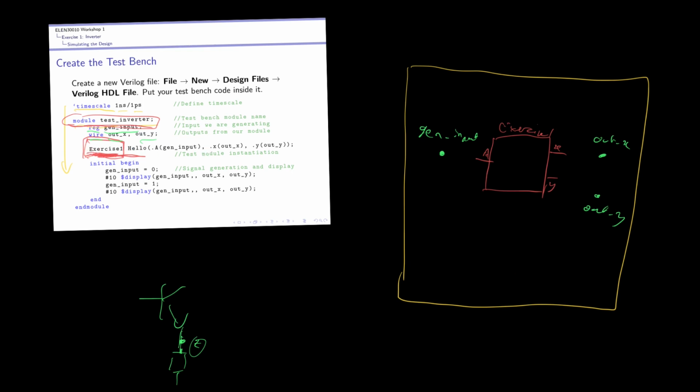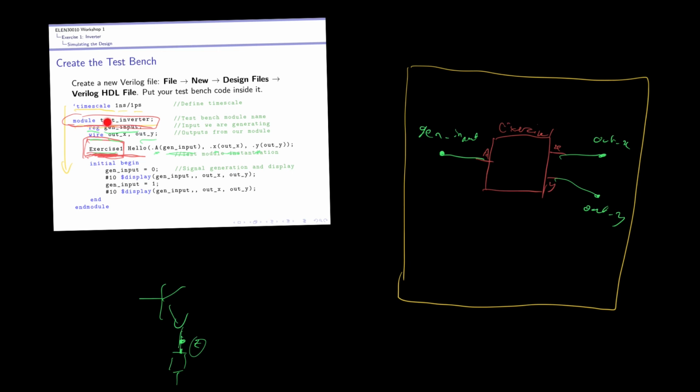We just have one chip, although it's called hello, that doesn't matter for now. Its type is exercise 1, and in here, this part describes how we wire it up. It should hopefully be obvious that the input called A is connected to the junction gen input, like that. The input of exercise 1 that's called X is connected to the junction out X. And the output Y of exercise 1 is connected to the junction out Y, like that.